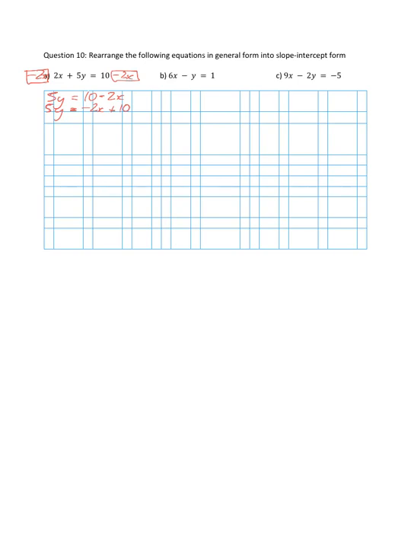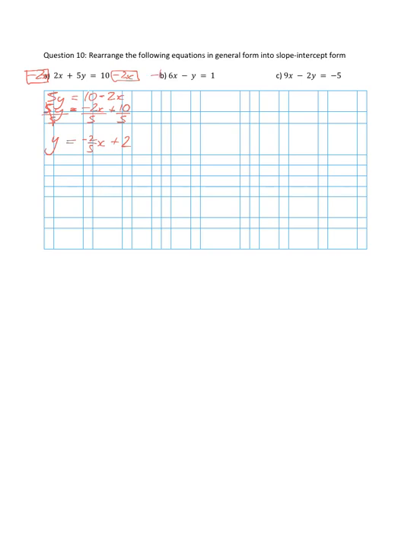Now I need to get rid of this 5. You're multiplying y by 5, so the opposite of multiplying by 5 is dividing by 5. I need to divide everything by 5 on both sides. To remove the 5, 5 over 5 is going to be 1, so you're going to be left with y. Negative 2 over 5 doesn't cancel down, so you've got negative 2 over 5x plus 10 over 5 does cancel down to 2. So similar process on the second one.